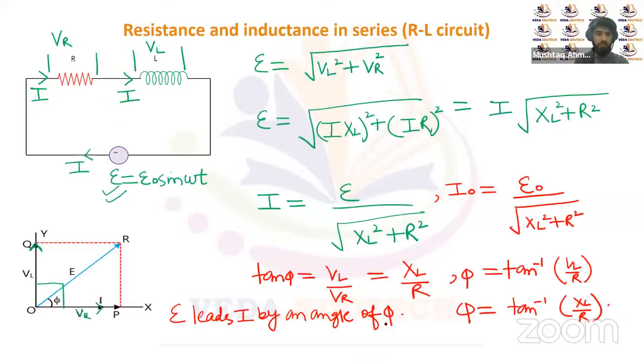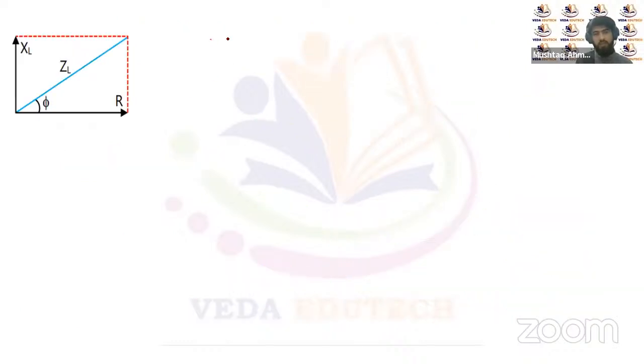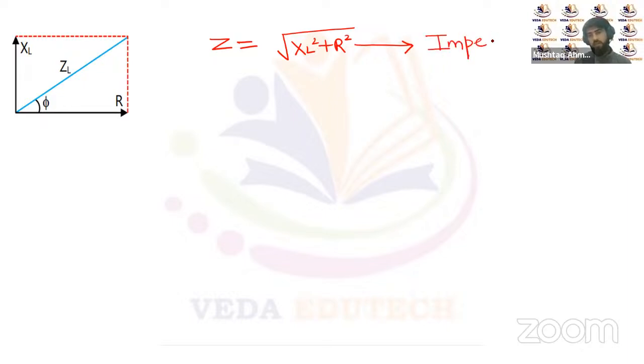Now you can see that this behaved as an effective resistance, right? We represent this effective resistance with Z, right? Now it means that the value of Z will be equal to under root of XL square plus R square, right? And this resultant resistance we call as the impedance of a circuit, right?